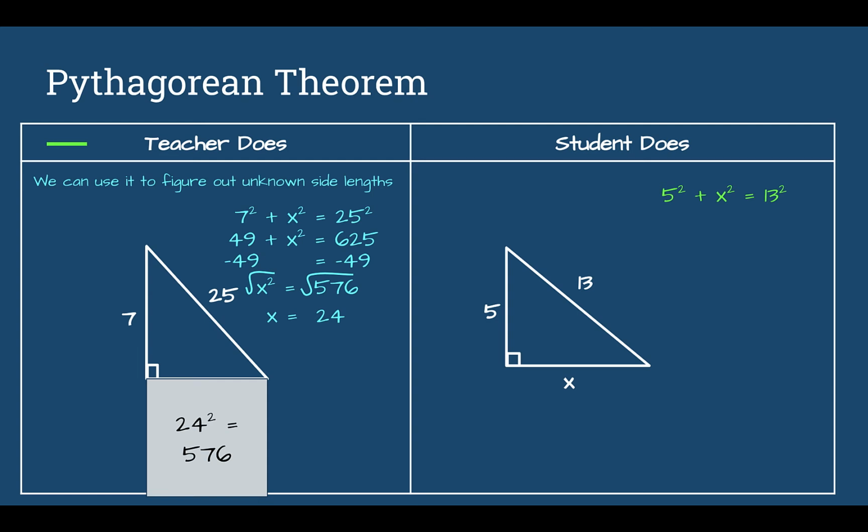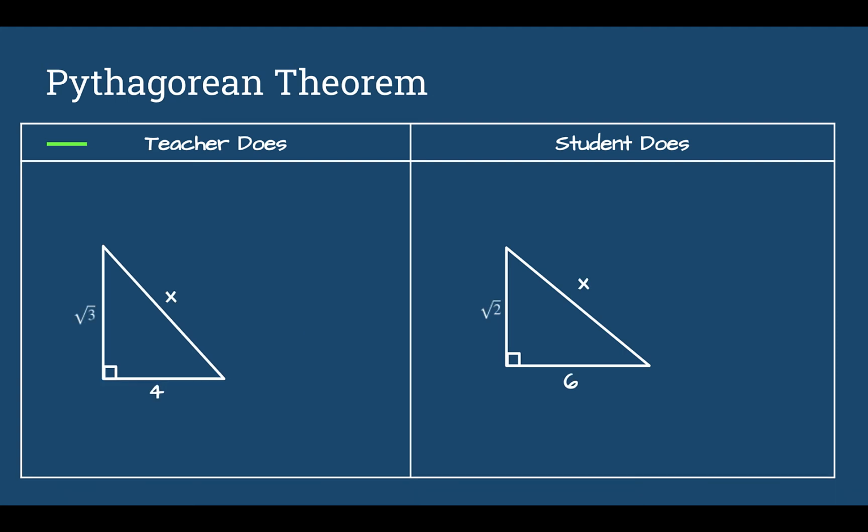So we know 5 squared plus x squared equals 13 squared. So 5 squared is 25, 13 squared is 169. If we subtract 25 from both sides, you get 144. X squared is 144. Take the square root. You should have found that x was equal to 12.